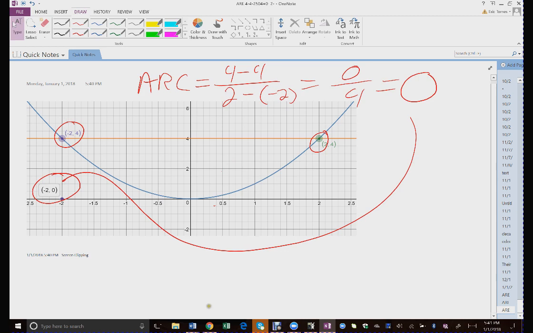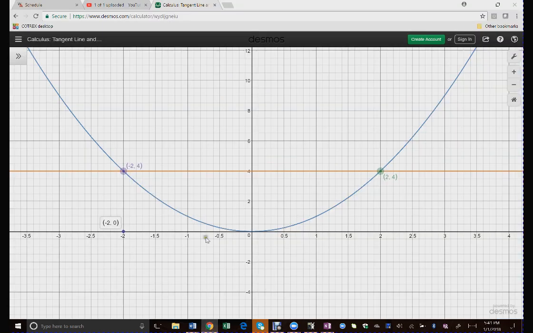Now, going back to the graph, got my graph here. So this is the graph of y equals x squared. This is a secant line connecting this point, negative 2, 4, and this point, 2, 4. And what I have over here is the average rate of change that the computer calculated at the second value here, which is at 0.